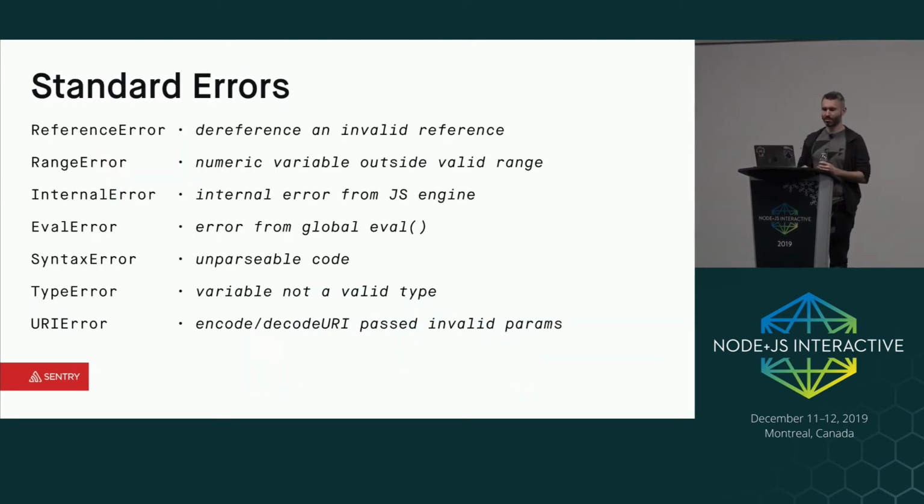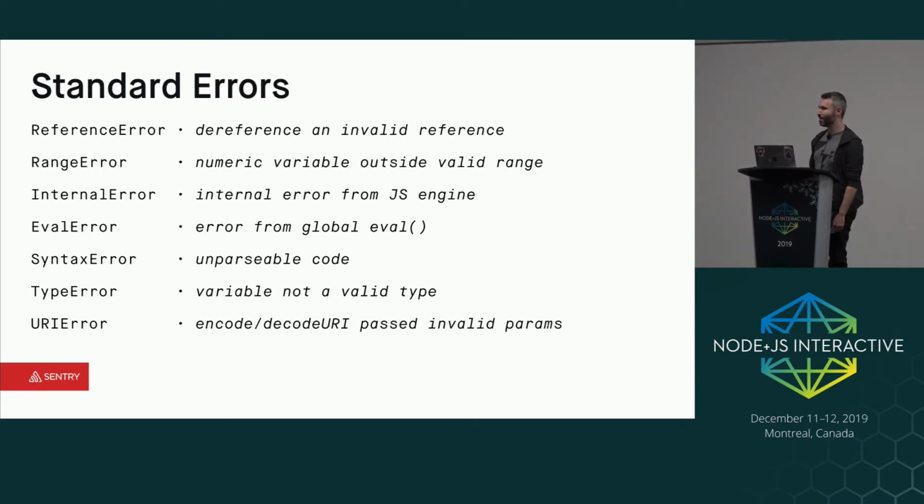There's a bunch of standard errors that are built into JavaScript. I don't know if all these are in Node. They certainly are in the browser, right? For example, URI error. That probably exists. Not sure. But these all derive from Error, and they are built into the runtime. Some of which you may not have seen before.